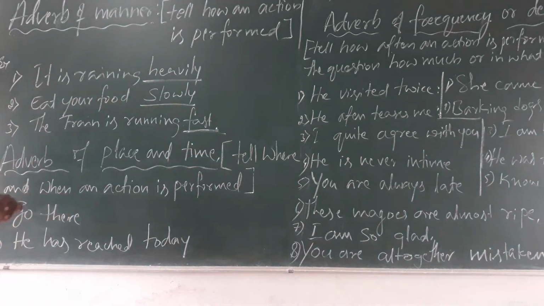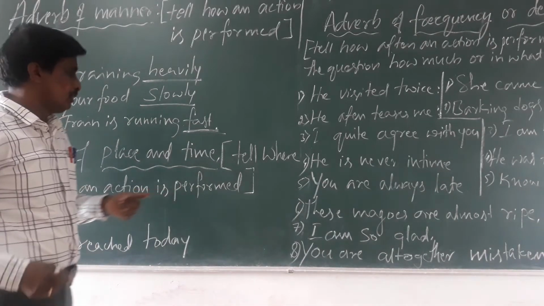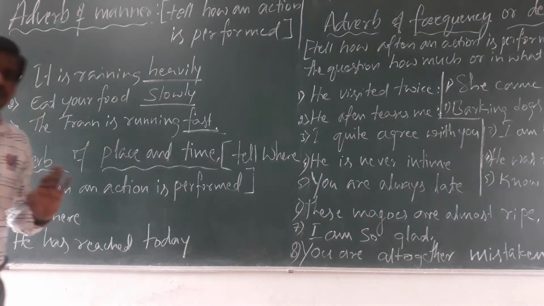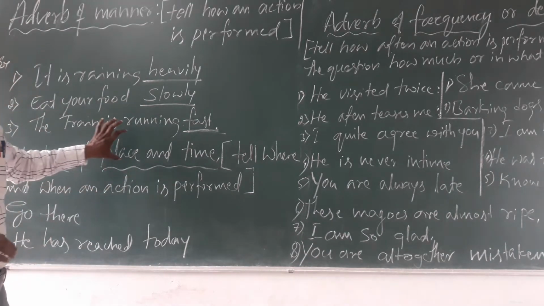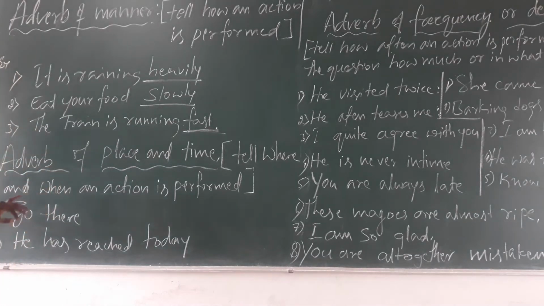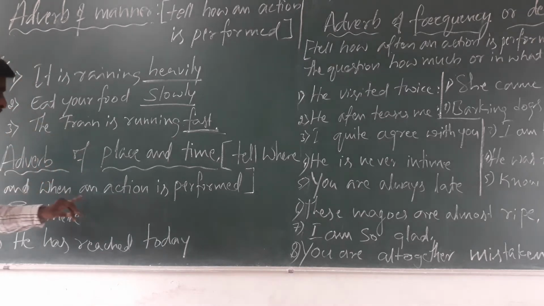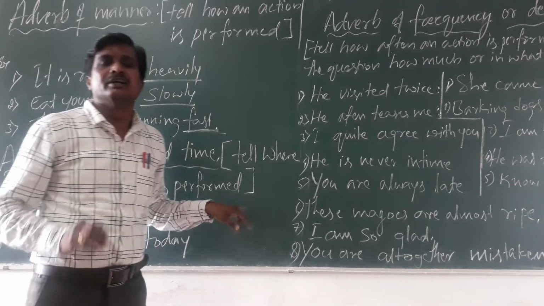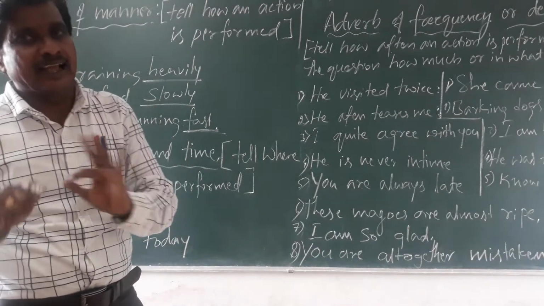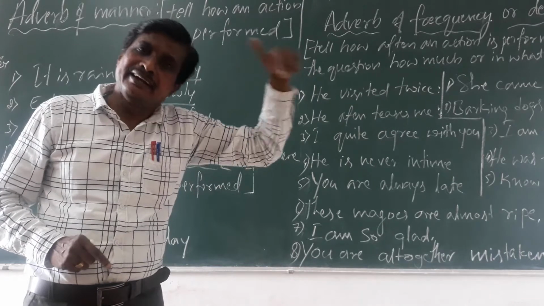Let us see adverb of place and adverb of time. This division tells us where and when. Where shows place, when shows time. Where and when an action is performed.